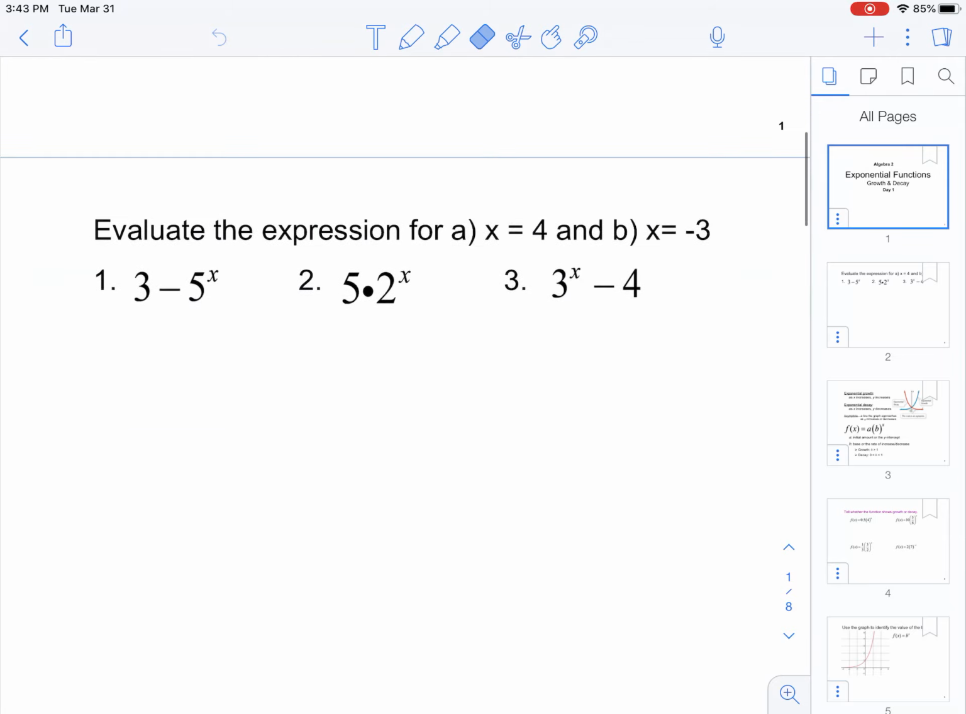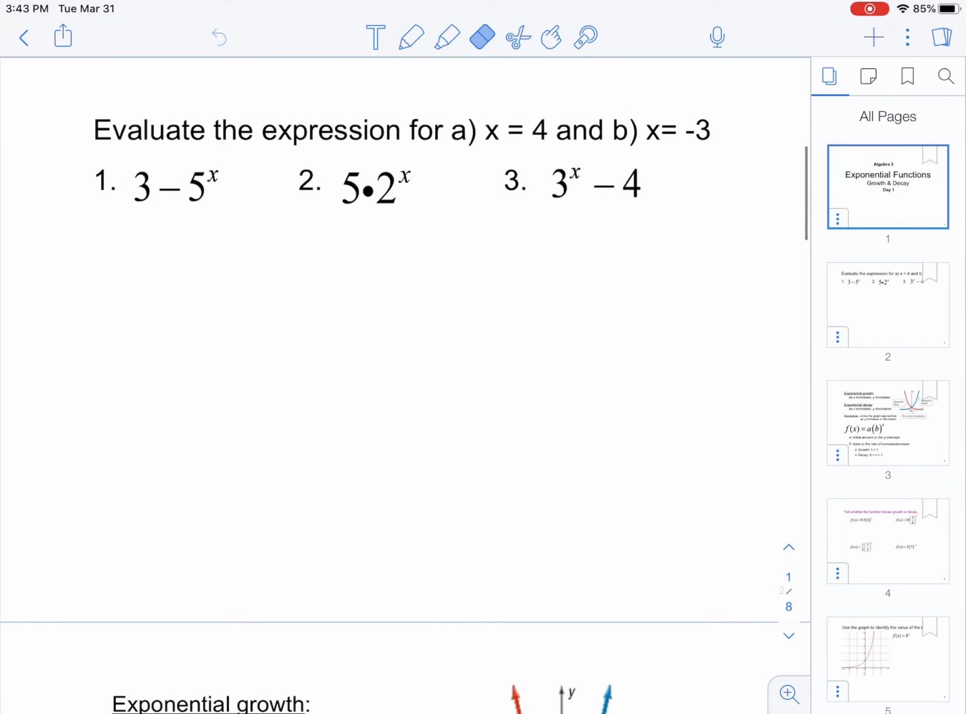So let's start with evaluating the expression. Anytime we work with an exponential, it has a variable as an exponent. So like right here, we have our variable there. So this is an exponential expression. What we're going to be doing is putting these values in. We're going to start with A, x being 4, and then B, x being -3.